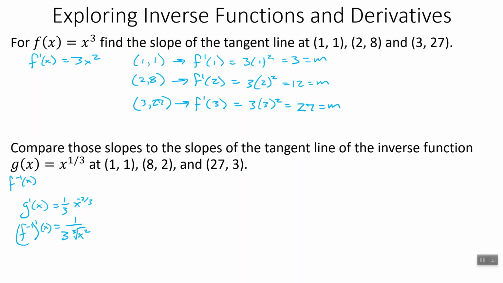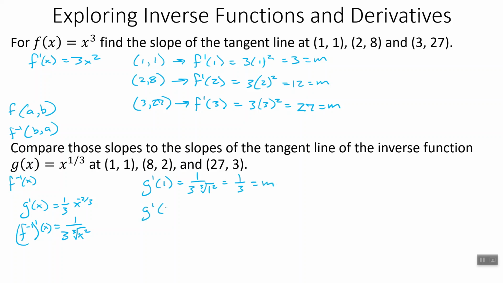Now we're going to look at the points, but we're flipping them around. So remember, with the inverse function, the points get flipped around. If it's a point (a, b) on f, then it becomes a point (b, a) on f inverse. All right, so let's look at g prime of 1. That'd be 1/3 times the cube root of 1 squared, which is just 1/3 for our slope.